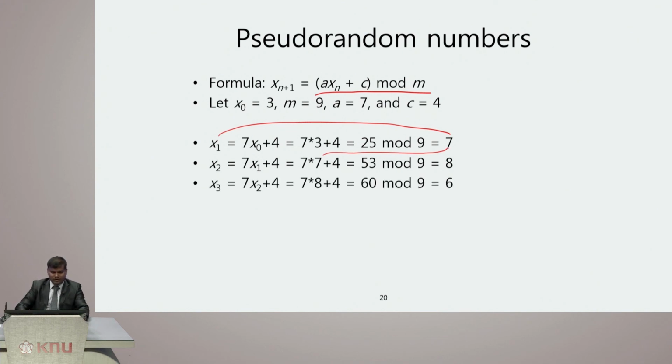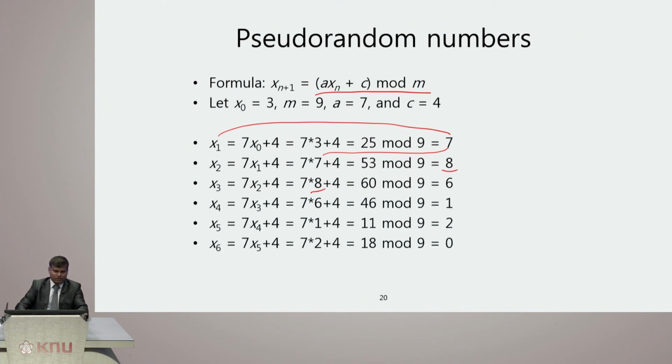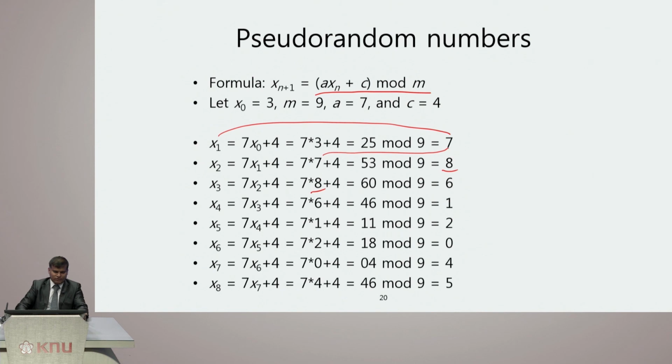Same thing is being repeated. Now we found x2. x2 is 8, and you are using 8 over here to find x3. Eventually you are trying to find almost all the numbers. That's when you generate this whole random number.